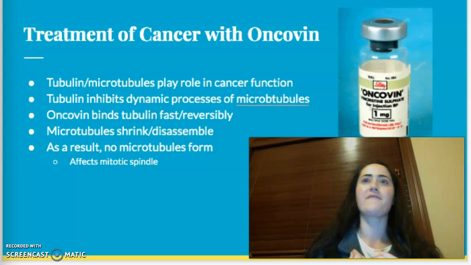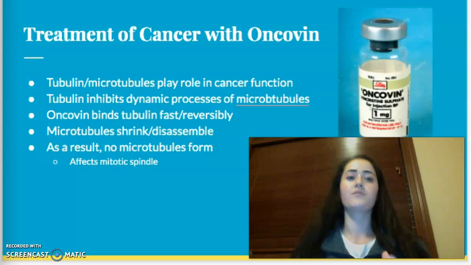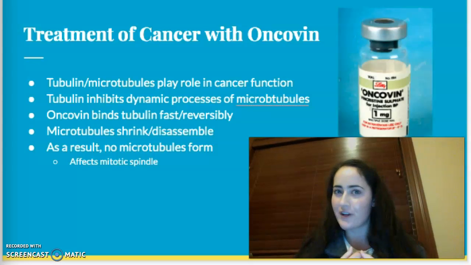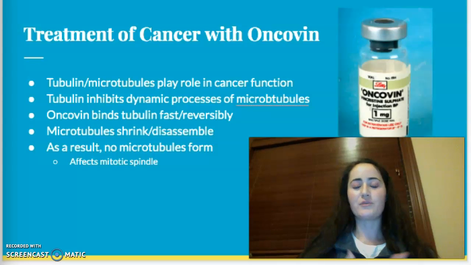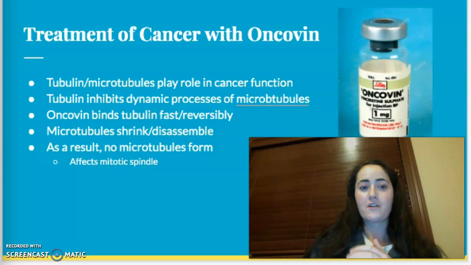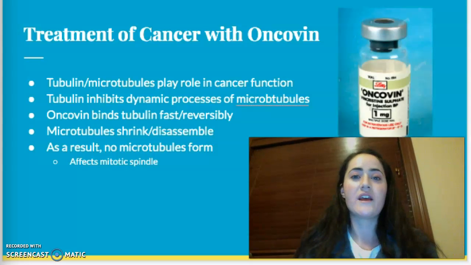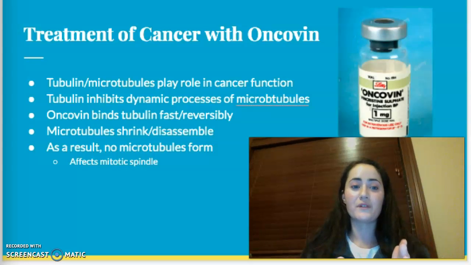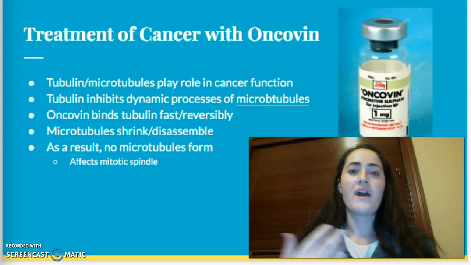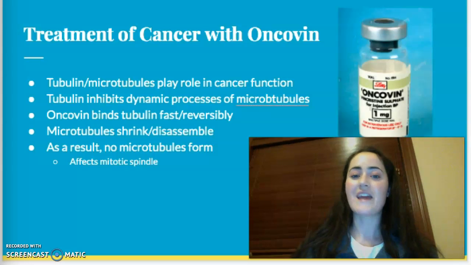And it's really fascinating, because this results in a conformational change in the tubulin protein, and it creates these paracrystalline aggregates. As a result, tubulin dimers are not able to be created and available to create microtubules, or the microtubules shrink and disassemble, and eventually you're not going to have the microtubules that you need to segregate the DNA for mitosis.